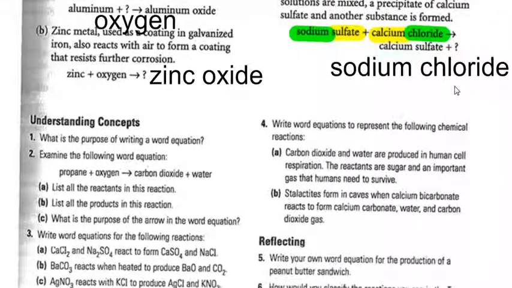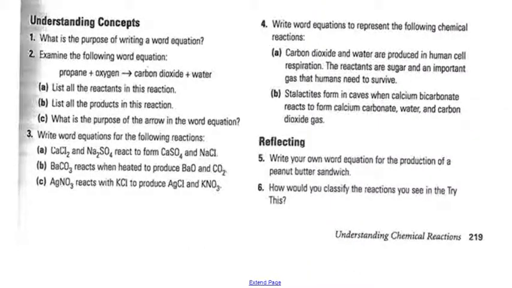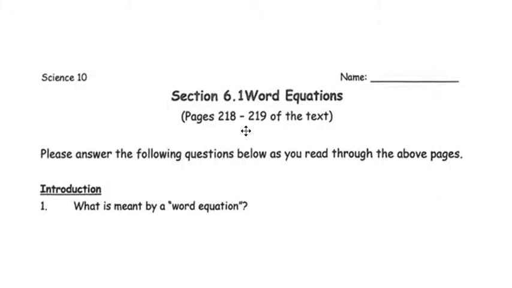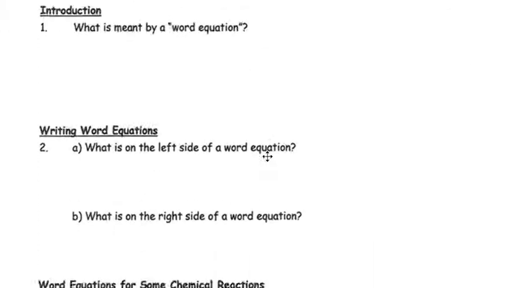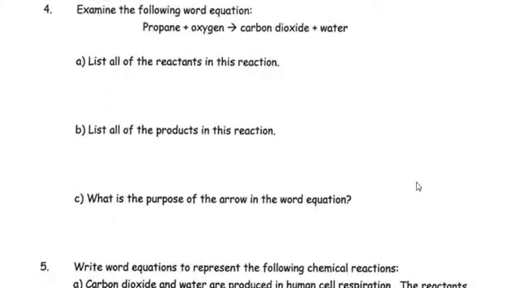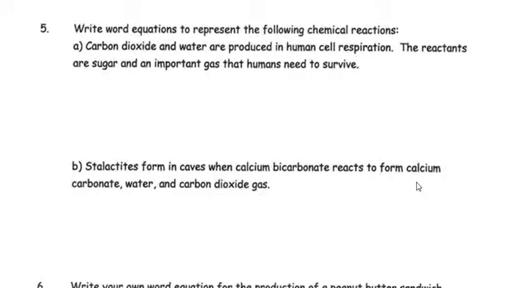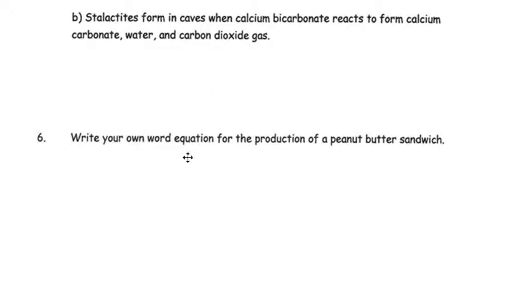Okay? So during the reading assignment, this is what it looks like right here, section 6.1, word equations. Basically it goes through that part of the textbook I just looked at quickly. You should be able to figure that out, no problem. The last question is kind of an interesting one. Write your own equation for the production of a peanut butter sandwich. So what are the things that you want to put together? And then, of course, what is the result?